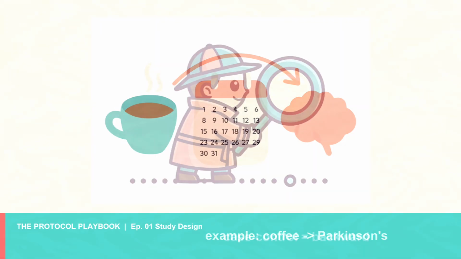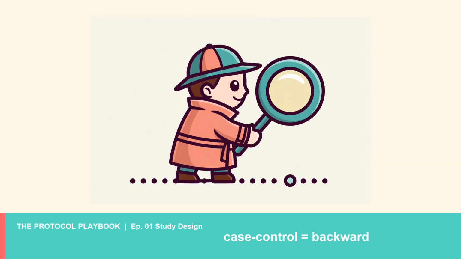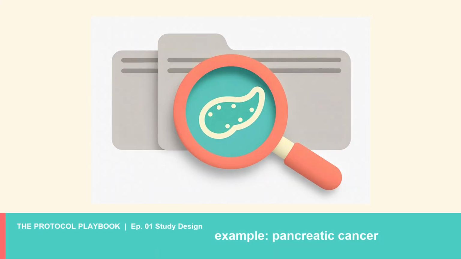Prospective cohort. If you're looking backward, you start with people who already have the outcome and reconstruct their exposure. That's a case control study. Example: you want to know what causes pancreatic cancer. It's rare. Waiting for a cohort to develop it takes forever and costs a fortune. So, you find people who already have it, find similar people who don't, and compare their histories.